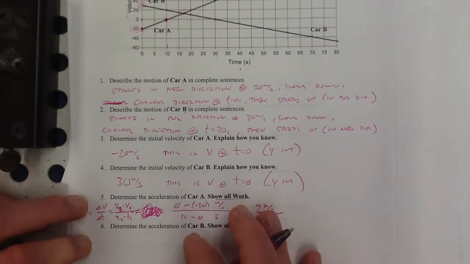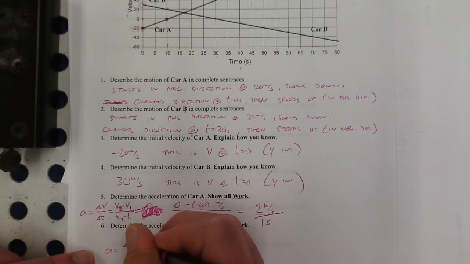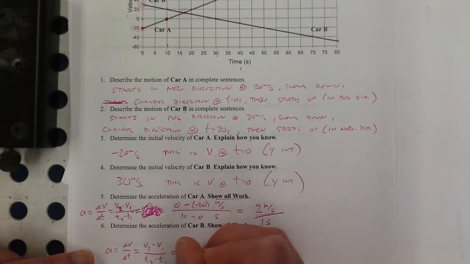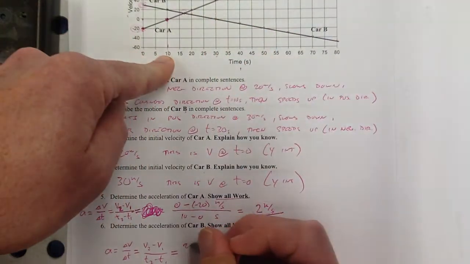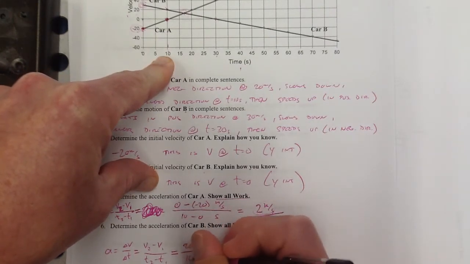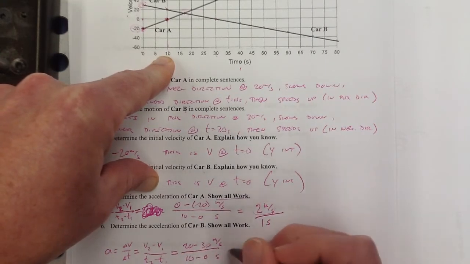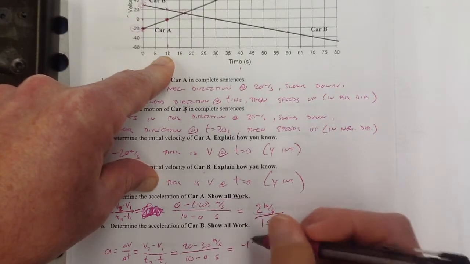How about the acceleration of car B? Same deal, looking for the slope. Looks like that is, if I use the same time interval, so the V2, that's my second one, would be 20 minus 30, and then 10 minus 0 for the times. That's velocities on the top, meters per second, and times on the bottom. So that's negative 10 over 10, or negative 1 meters per second.